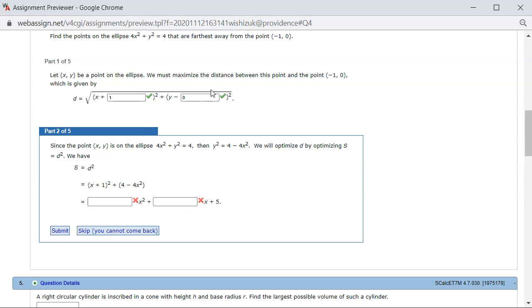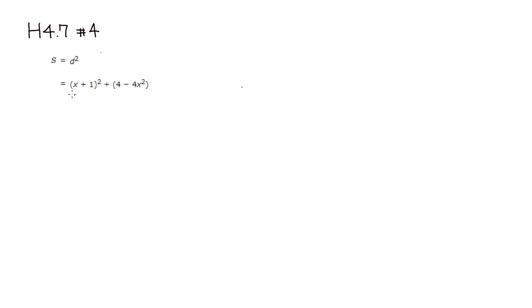So d squared is just the expression inside. You have (x + 1) squared, so that's the first part. Because of the square, the square root is gone. Instead of y squared, you're going to put the 4 minus 4x squared, and then you just have to multiply out.